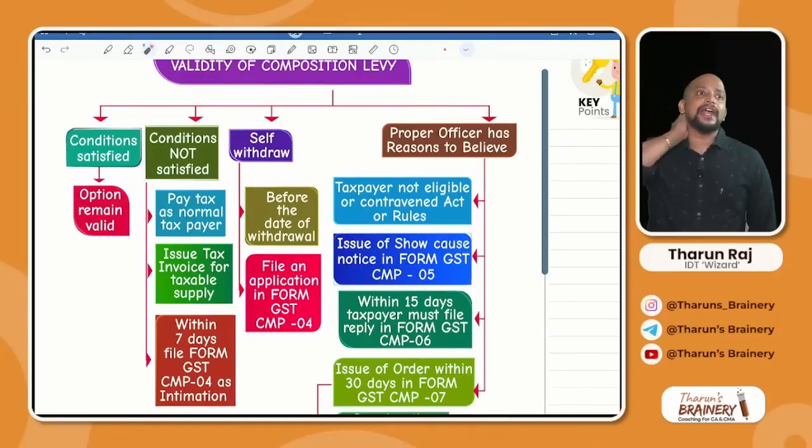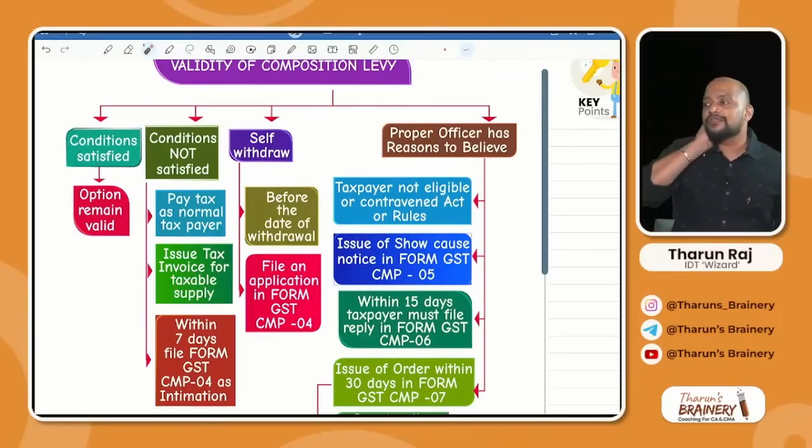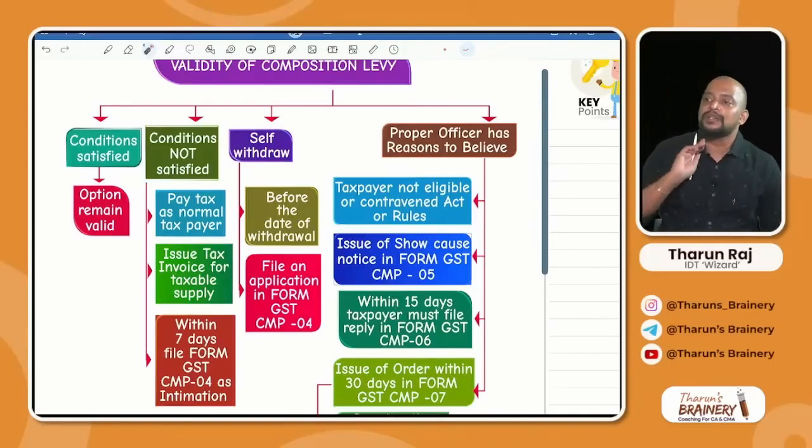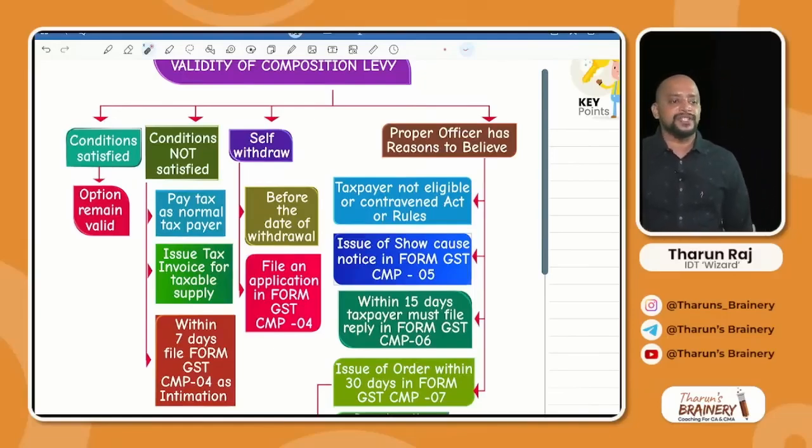And what is the form for exit from composition scheme? CMP 4. CMP 2 is for entry into composition scheme. CMP 4 is for exit from composition scheme. CMP 2 time limit, before commencement of the financial year, I can go for composition scheme. CMP 4 exit from composition scheme. When?